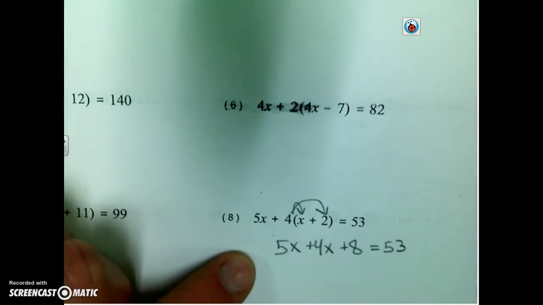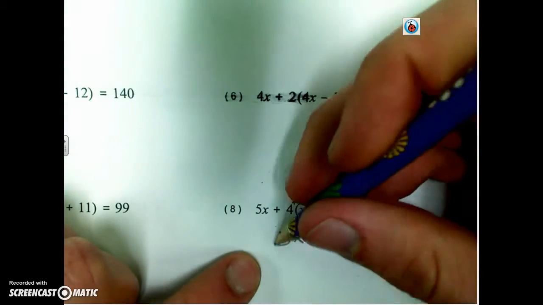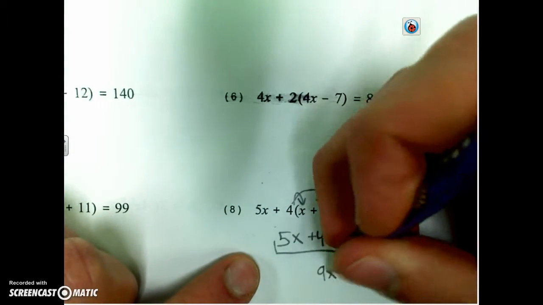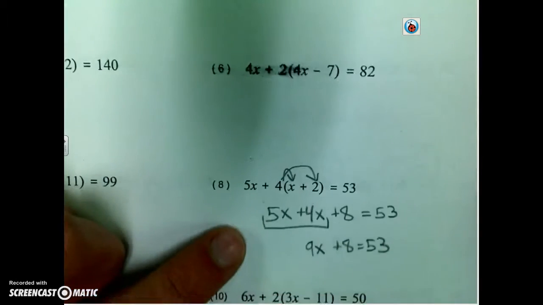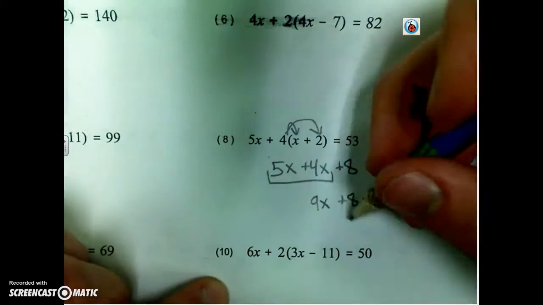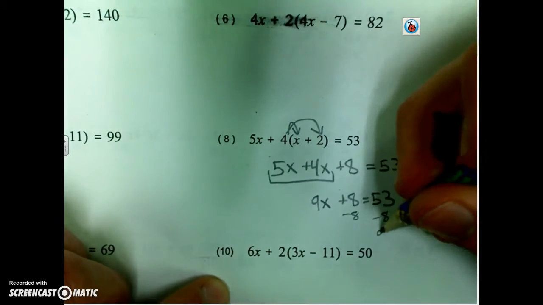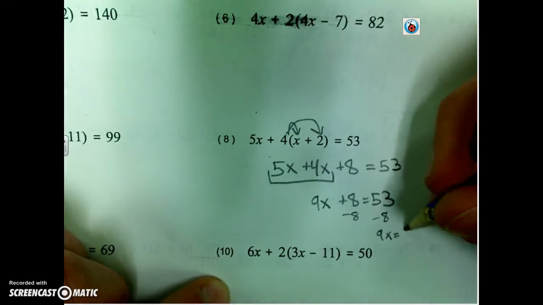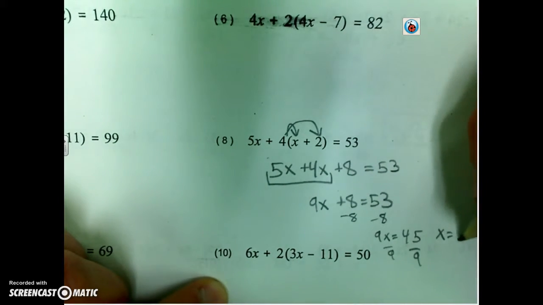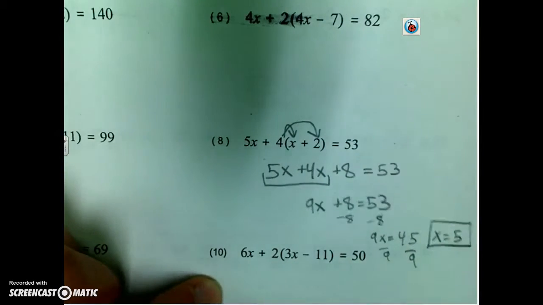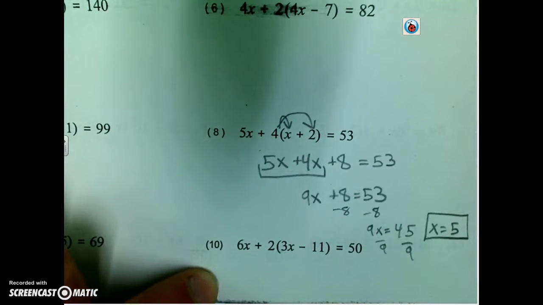All right, so we did our distributive property. Now we can combine some like terms. And then once we get it here, it's just a two-step equation. You can see the different steps required right there.